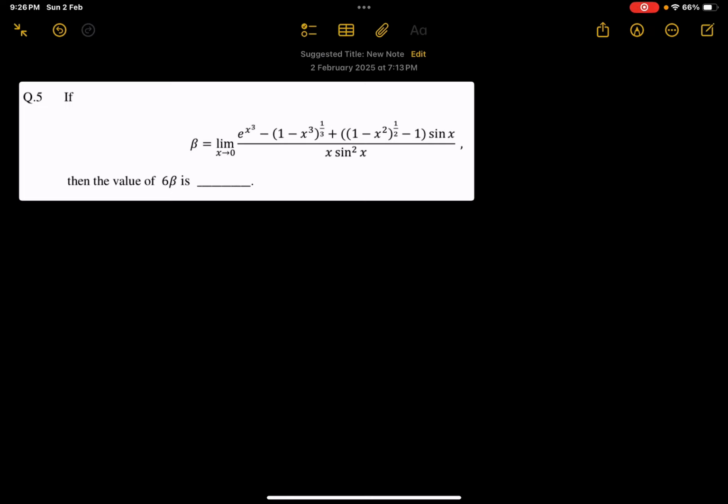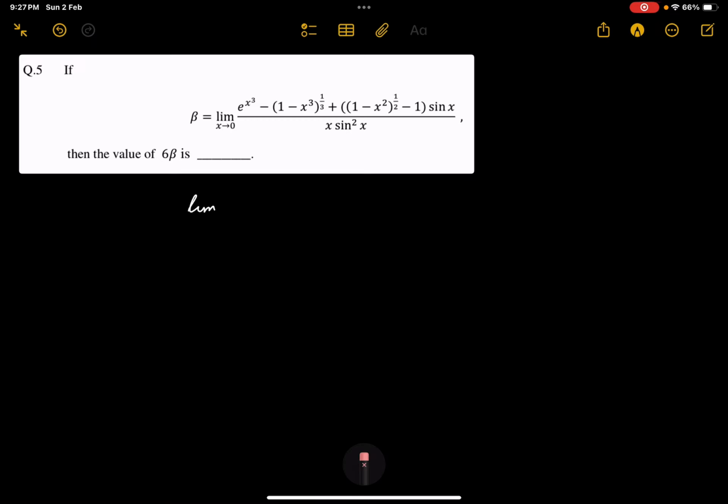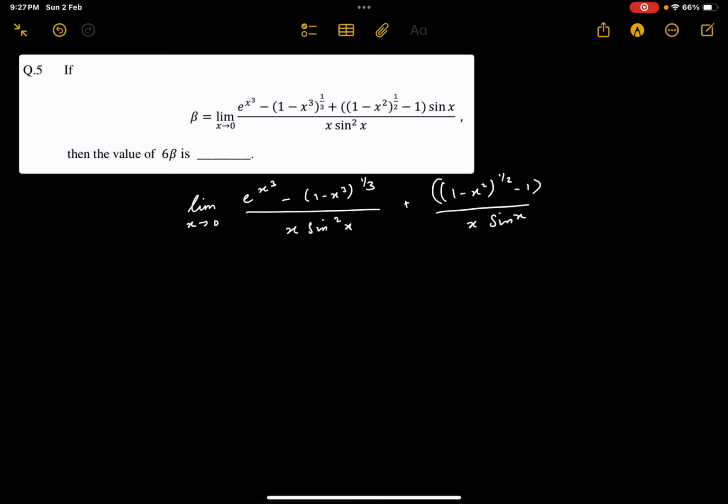So it's nice to see a question from limits, but I think it's pretty easy, especially for JEE Advanced standards. So what we have is the limit of the expression. What I did is I broke the numerator into two different parts.